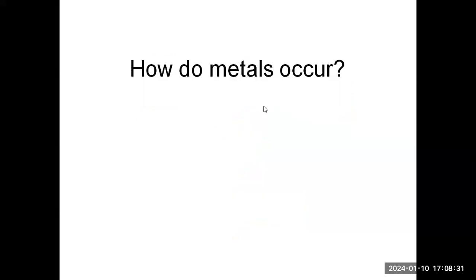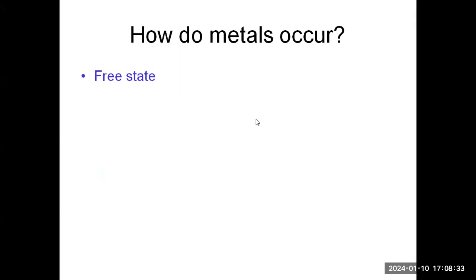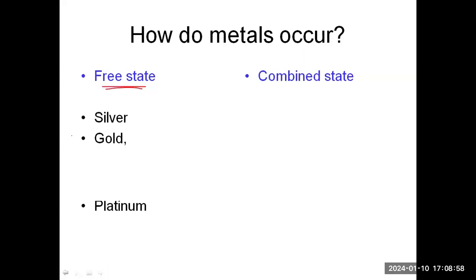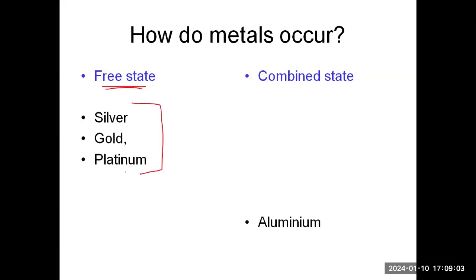So the first thing is, how do metals occur in nature? We use several metals. They are available in basically two ways. Either they are available in free state or they are available in the combined state. The ones which are less reactive or least reactive are in free state, and others are in combined state, like silver, gold, platinum. These three metals are in free state because they are least reactive.